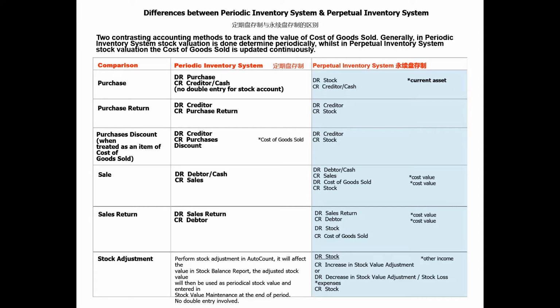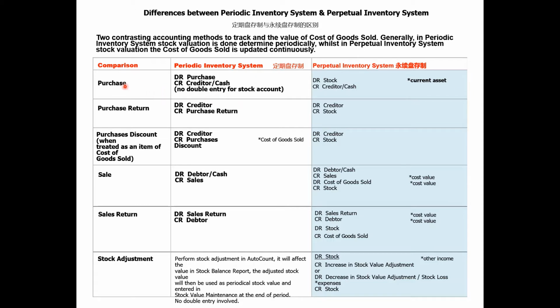So in the periodic inventory system, you notice that stock valuation is determined periodically, whilst in perpetual inventory system, the cost of goods sold is updated continuously, right? So that's the difference. So let me just go through the comparison.